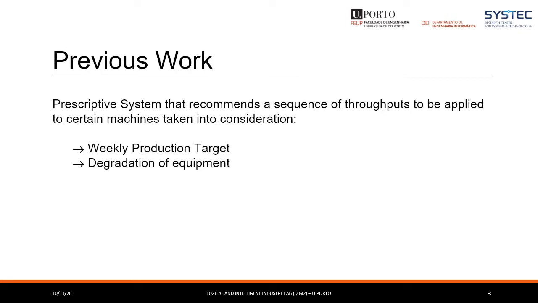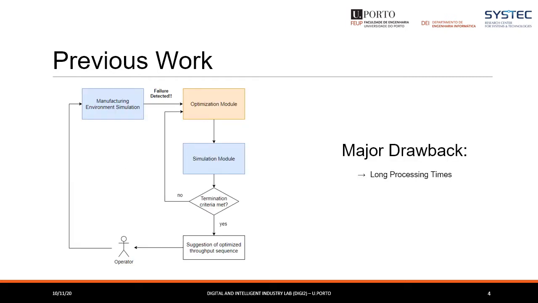Previously, we developed a prescriptive system that recommends a sequence of throughput to be applied when a failure is detected. The sequence not only takes into consideration the weekly production target, since the main goal is to cover production losses due to machines downtime, but also the degradation of the remaining equipment. Here in this flowchart, we can see the general overview of the system.